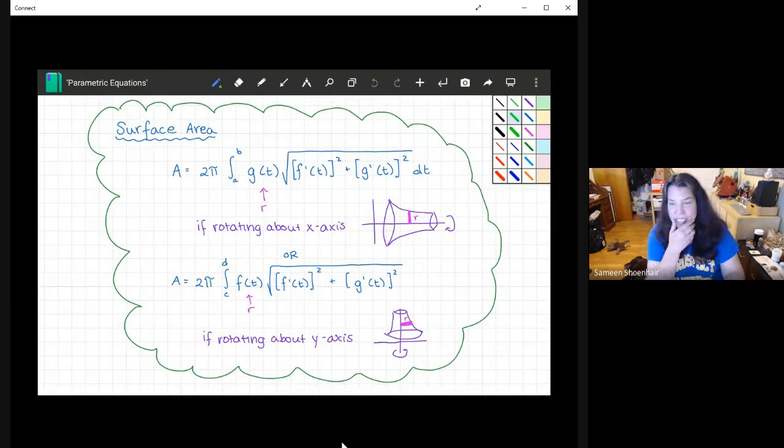So I know that was a lot to take in. But do you have any questions right now over parametric? So the big takeaways from this, honestly, it's not as bad as it seems.